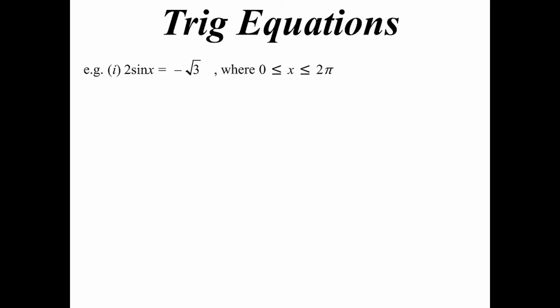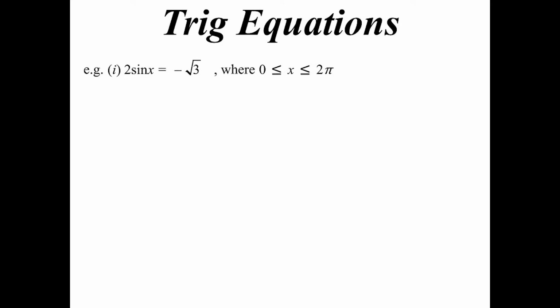So let's have a recap of trig equations. The only difference really now is that they might ask us for an answer in radian measure rather than in degrees. So something like this: 2 sine x equals minus root 3. Now traditionally they say between 0 and 360, but it doesn't have to be. But instead now they're saying, hey, no, I want the answer in radians, and so that's between 0 and 2 pi.